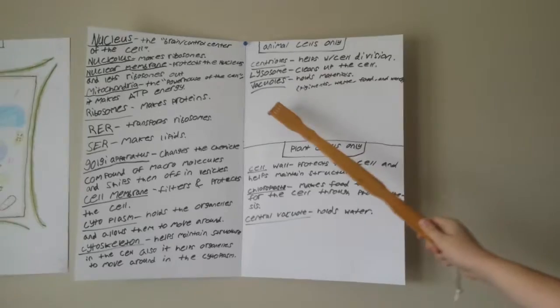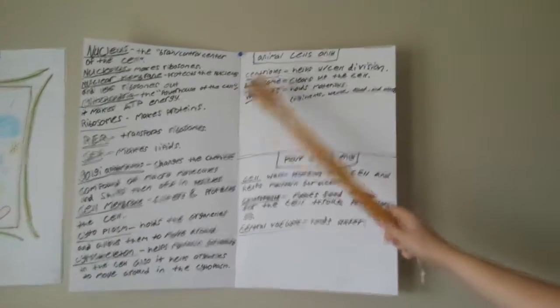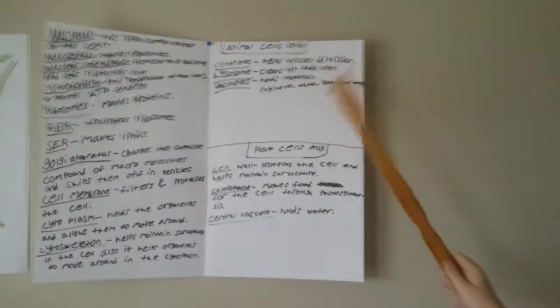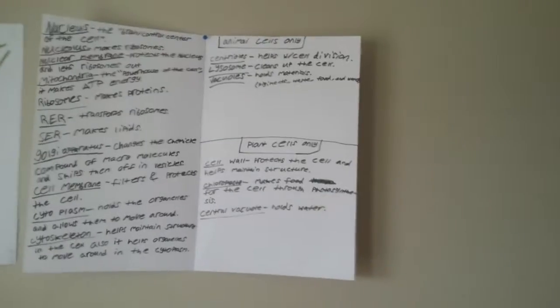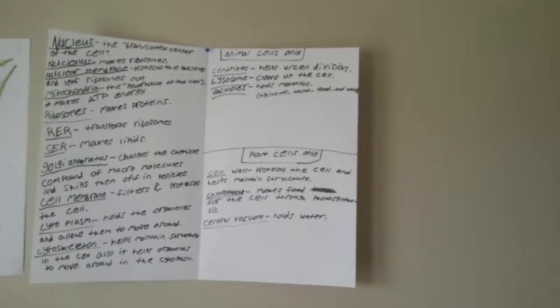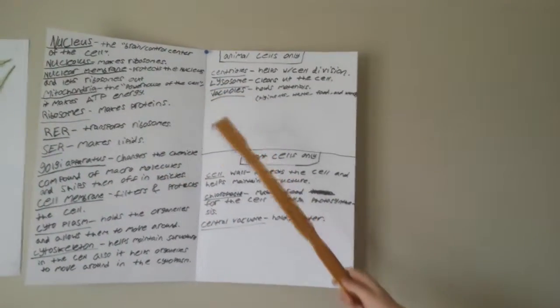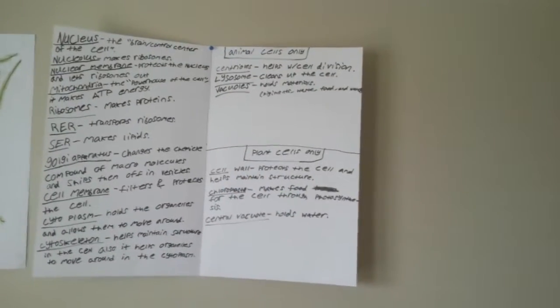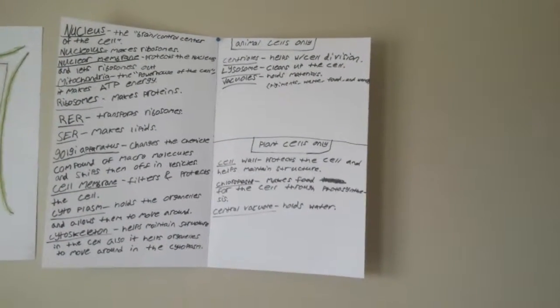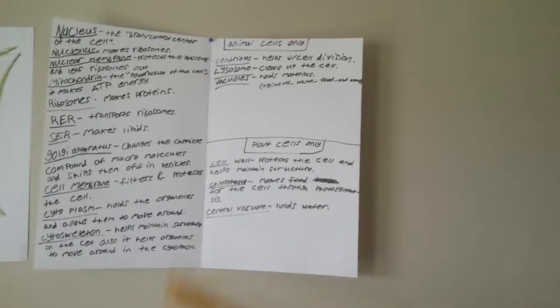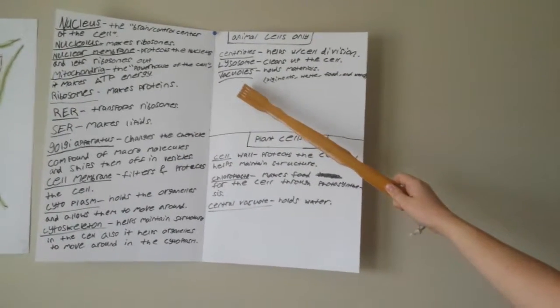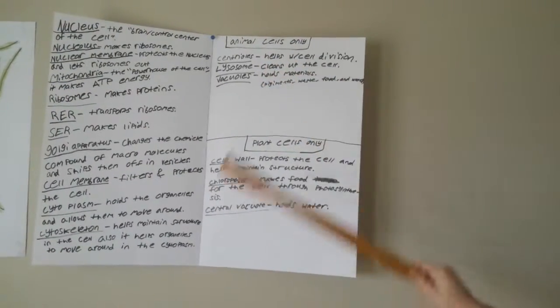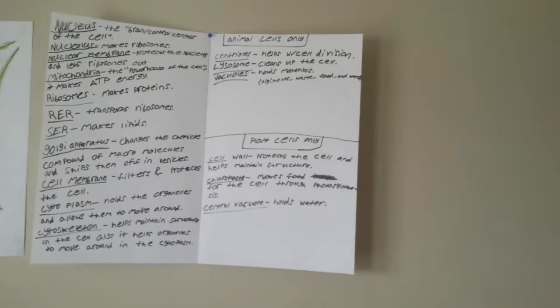Alright, so in the animal cell, centrioles help with cell division, when the cell divides and has to make itself another cell. The lysosome cleans up the cells, such as dead organelles and macromolecules and stuff like that. Vacuoles, in the animal cell, hold materials such as pigments, waste, food, and water.